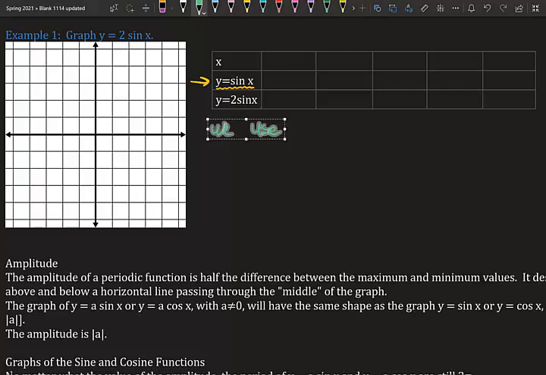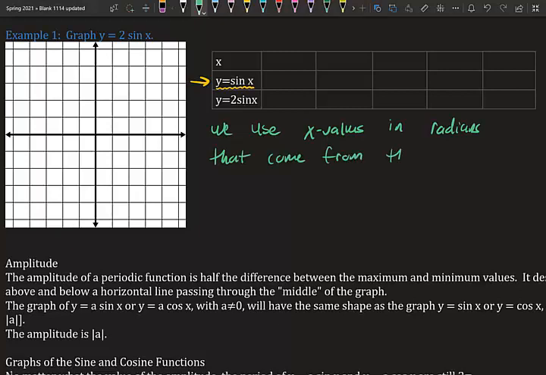So we need to find our x values. To find our x values, we're going to use x values in radians that come from the unit circle. Remember, the domain of a sine and cosine function is all real numbers, and there's nothing in front of the x. Since there's nothing in front of the x, we're just going to use the values on the unit circle.